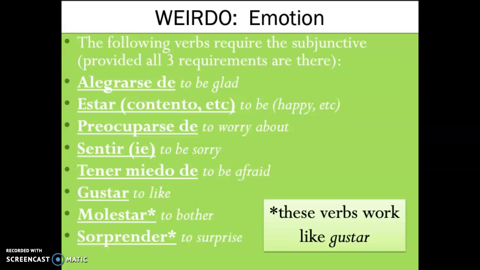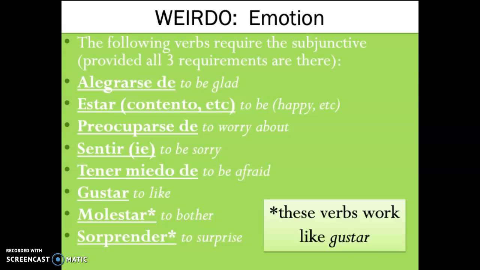Alegrarse de means to be glad. Estar contento, to be happy. Estar triste, to be sad. Okay. Preocuparse de, to worry about. Sentir, to be sorry. In this case, the emotion is to be sorry, not to feel. Sentir usually means to feel something, but in this sense, it means to be sorry.